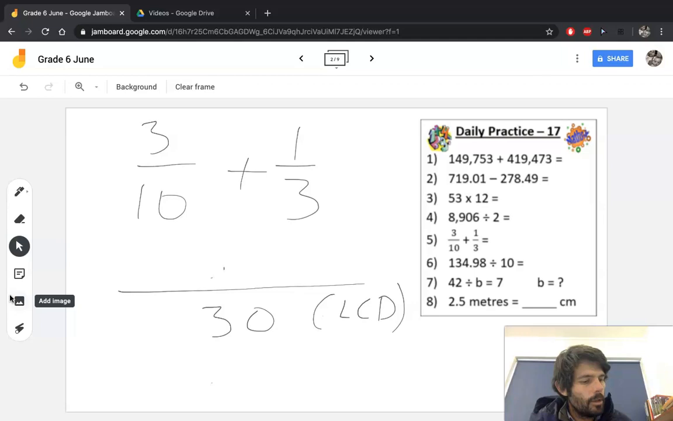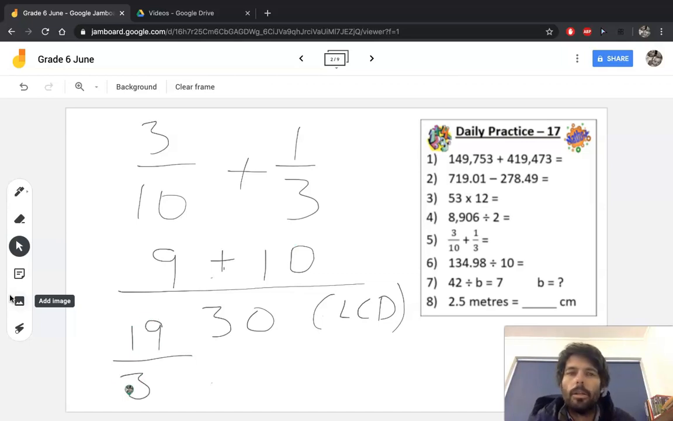10 goes into 30 3 times. So 3 times 3 is 9. 3 goes into 30 10 times. So 10 times 1 is 10. So therefore we have 19 over 30 as our answer. And that cannot be simplified any further.